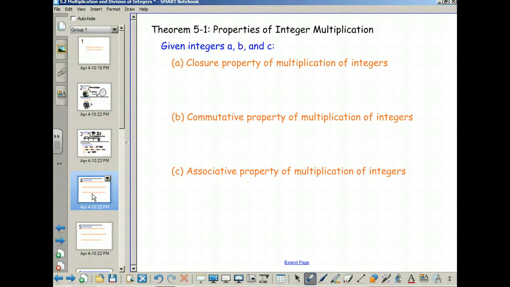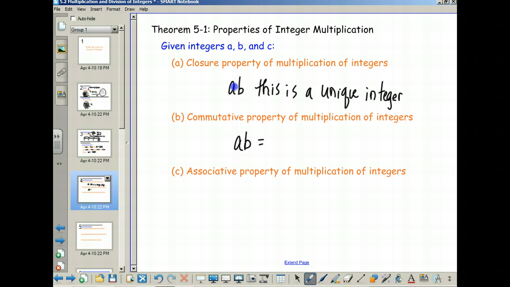All right, we're going to take a look at properties of integer multiplication now. This is going to feel like when we've done properties of multiplication before. The first one is the closure property. We have integers a, b, and c. Closure says that if I multiply a times b, this is a unique integer. In other words, an integer times an integer is an integer. That's closure. The commutative property, of course, says the order of the multiplication doesn't matter. 5 times 3 is 3 times 5, but we can also do it with integers. So 5 times negative 3 is negative 3 times 5.